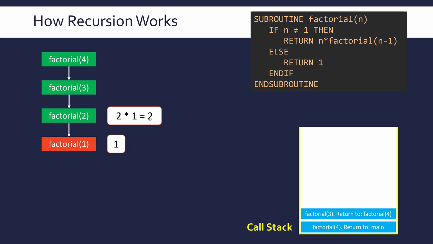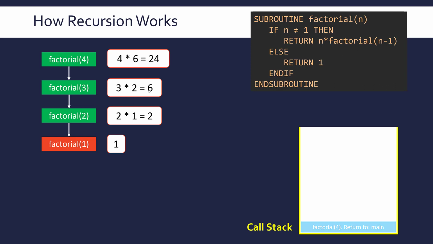2 times 1 is 2. So now this 2 is going to be used by factorial 3. We've got to remove it from the call stack as we go. So we've got n times factorial n minus 1, where n is 3 in this case, and factorial n minus 1 was 2. So 3 times 2 is 6. And the last subroutine call to finish is factorial 4. So 4 times factorial n minus 1 is, as we now know, 6. So 4 times 6 is 24.